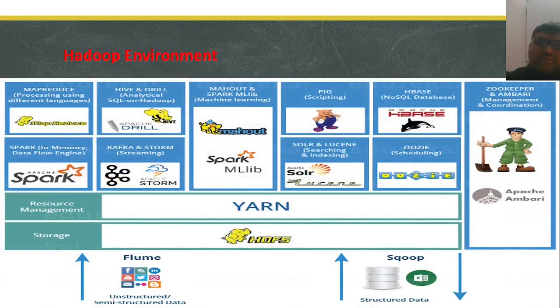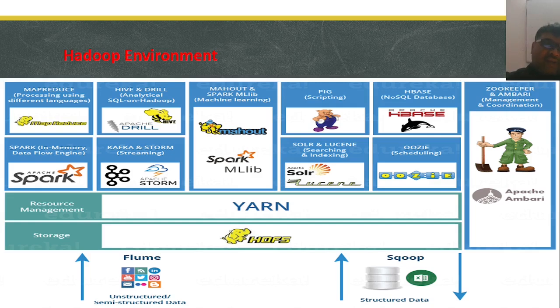This is the Hadoop environment, where units 4 and 5 are deployed. Here you can see there is HDFS, and for structured data we use Sqoop, and Flume is used for unstructured and semi-structured kinds of data. HDFS is the primary storage device. Then YARN is a different tool, used for resource management.